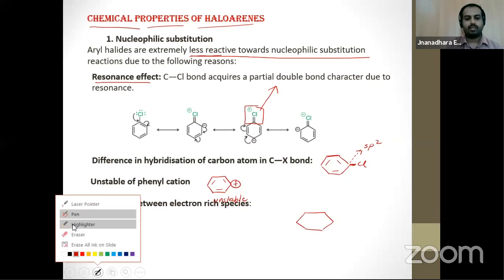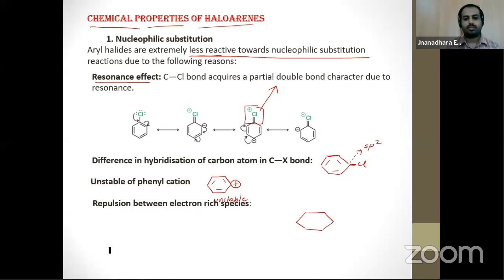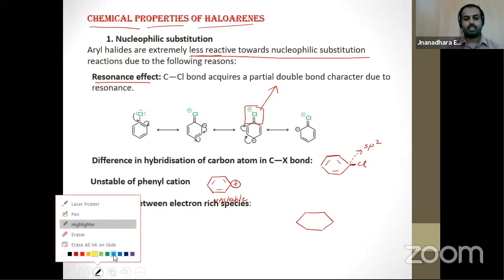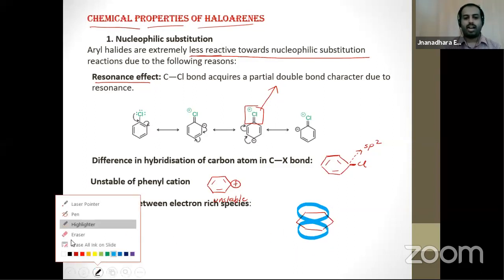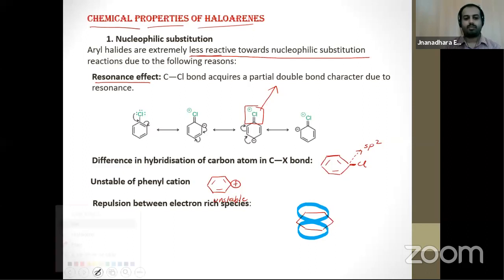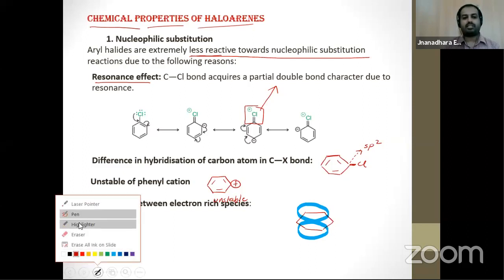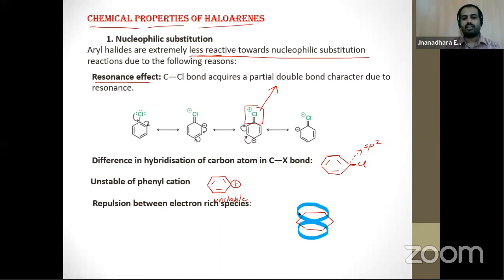Let me show it to you using the highlighter. See this? You have a pi electron cloud both above and below the plane. Hence, it repels any nucleophile that is present. Okay, the nucleophile would be repelled. This is the pi electron cloud. That's it. Let's check out further.